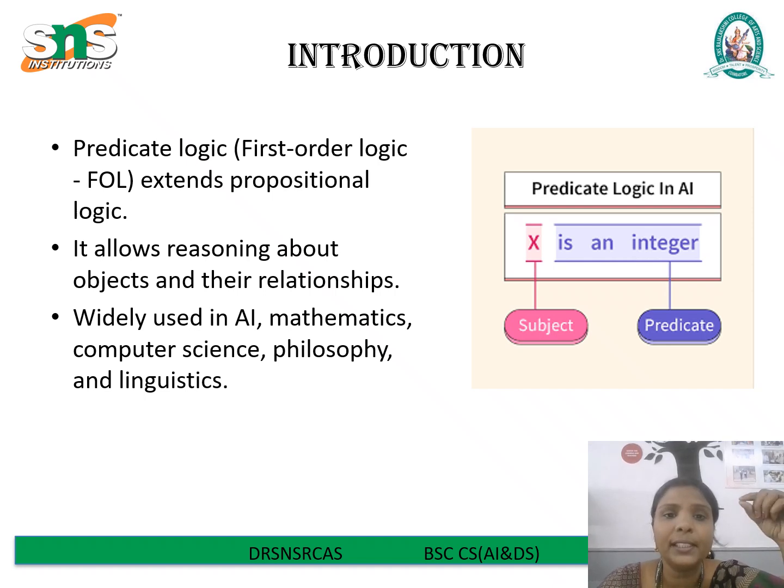We can represent rules like all humans are mortal, some students like mathematics, or if X is a parent of Y, then Y is a child of X. Because of this expressive power, predicate logic is widely used in many fields: artificial intelligence for knowledge representation and reasoning, and mathematics and computer science for formal proof and program verification.